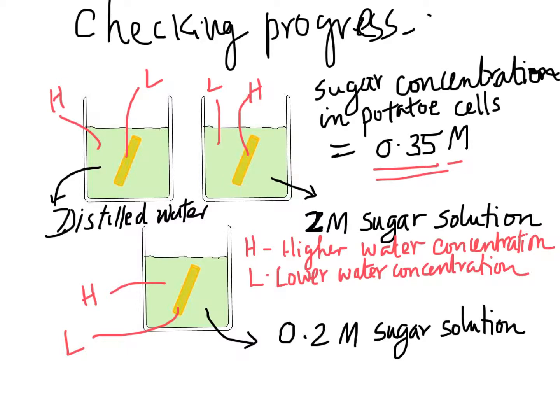So just to summarize, water moves in by osmosis because it goes from an area of higher concentration to an area of lower concentration in this case. In this case, higher concentration to lower concentration of water. Remember, you have to mention water. So that means this potato chunk will lose mass. Here, higher concentration to lower concentration of water. So this potato cylinder will increase in its mass.